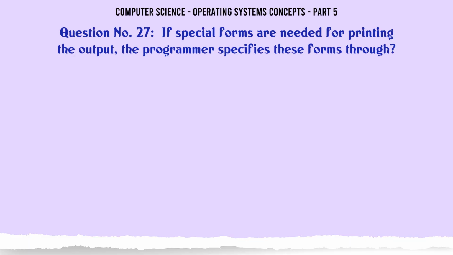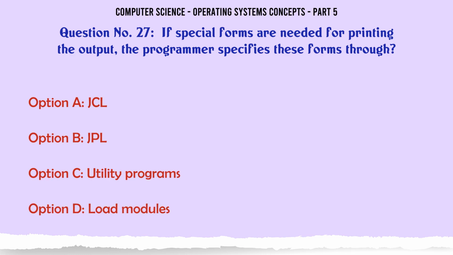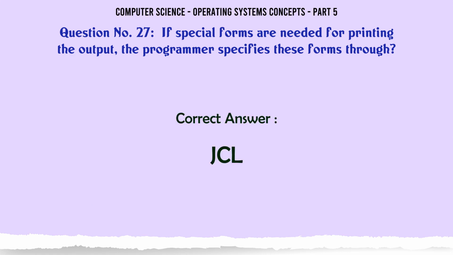If special forms are needed for printing the output, the programmer specifies these forms through A. JCL. B. JPL. C. Utility programs. D. Load modules. The correct answer is JCL.